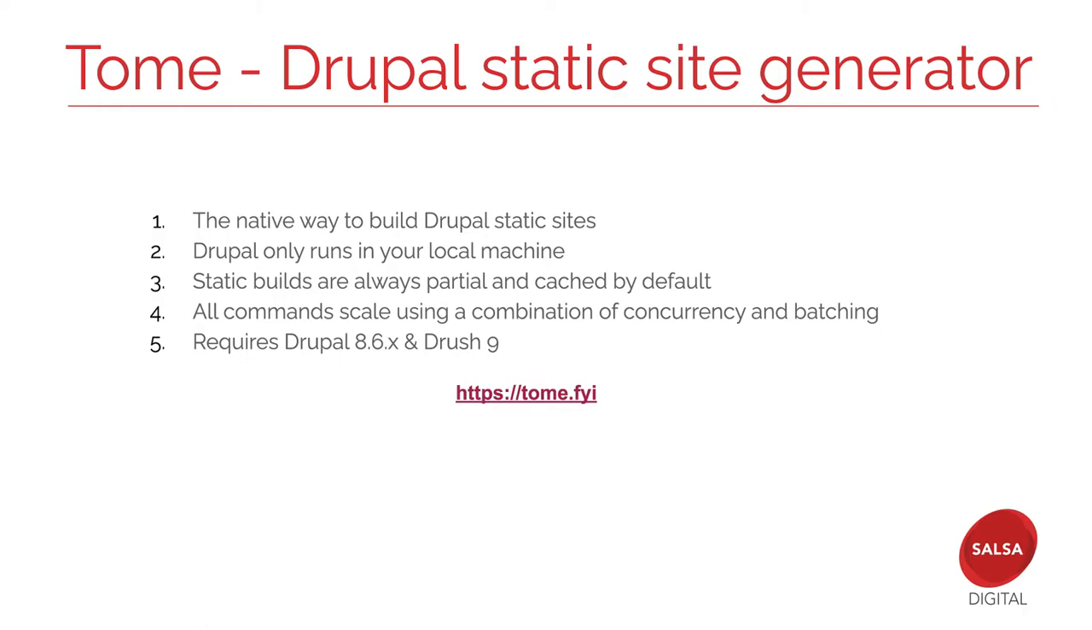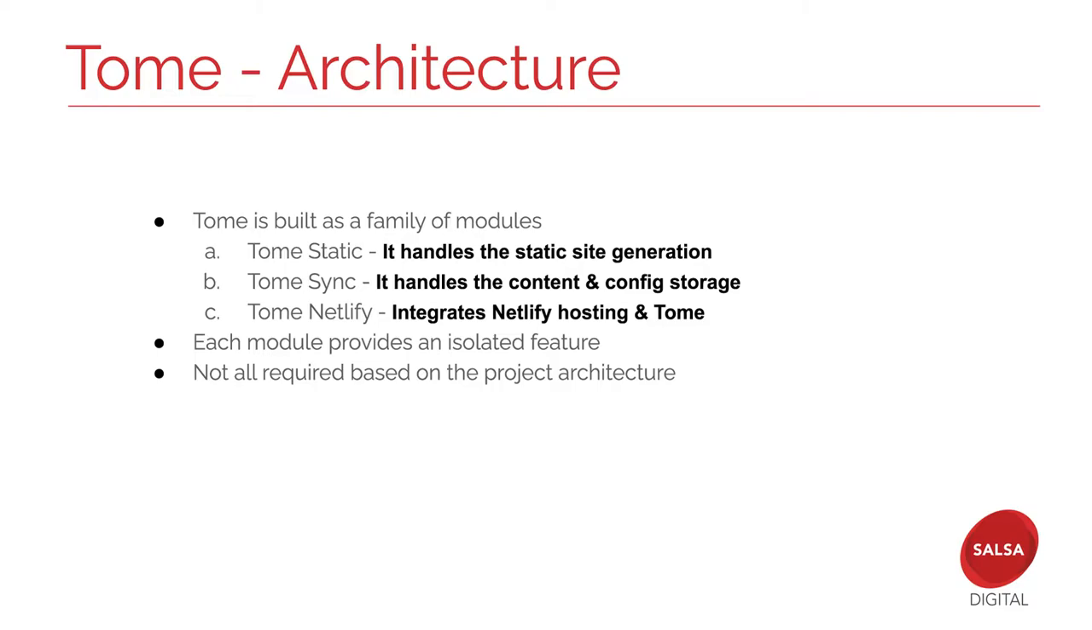As I already discussed these parts, like how exactly Tome will work, there is quite good documentation available on how exactly you can use Tome. So here is the simple architecture of Tome. There are multiple modules in the Tome architecture: Tome Static to create the static site generation, Tome Sync to generate the content and config, automatically syncing on the site. And Tome Netlify is a module available if you want to use Netlify as your hosting platform. You can use Tome with Netlify, and there's a webhook available. So whenever you push any content to your repo, it will automatically deploy with the GitHub webhook to Netlify, and the production site automatically gets updated.